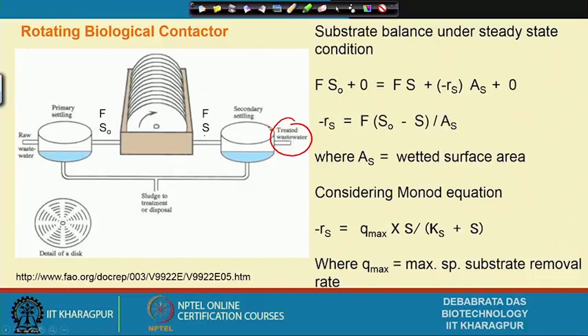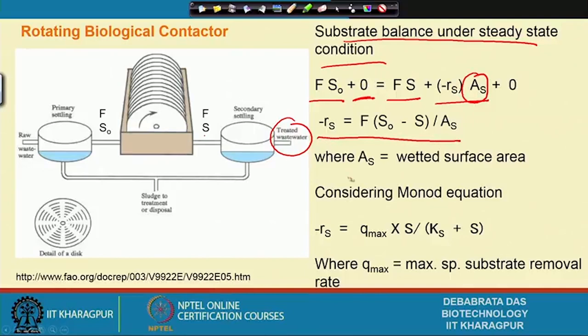Now here we can do the substrate balance under steady state condition. What is the rate of input? That is F into S0, am I right? And the generation will be 0, and what is the output? F into S, and what is the reaction that we have? Minus RS, that is the rate of substrate utilization per unit surface area. It depends on the area, because we assume the cells are present on the disc, not in suspension. So, AS is the area of the wetted surface. So, your RS can be represented like this, where AS is considered as the wetted surface area.